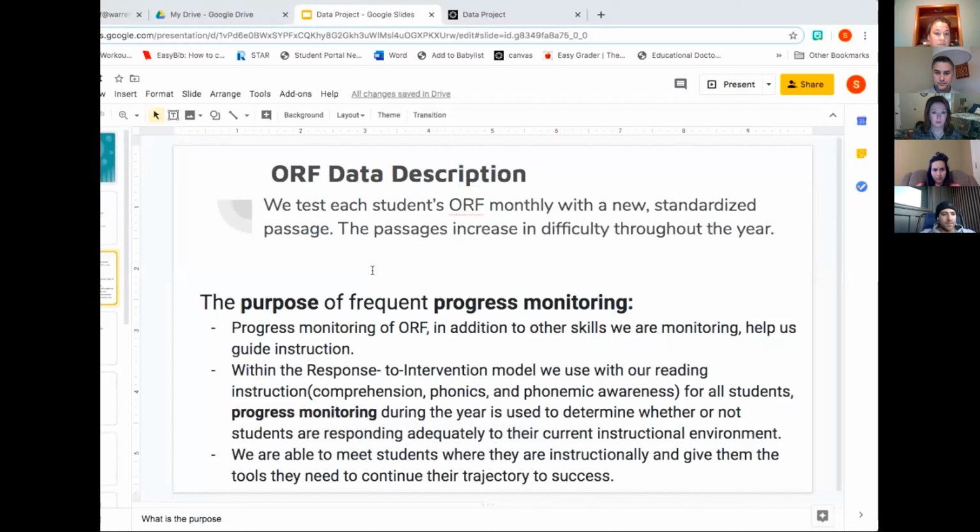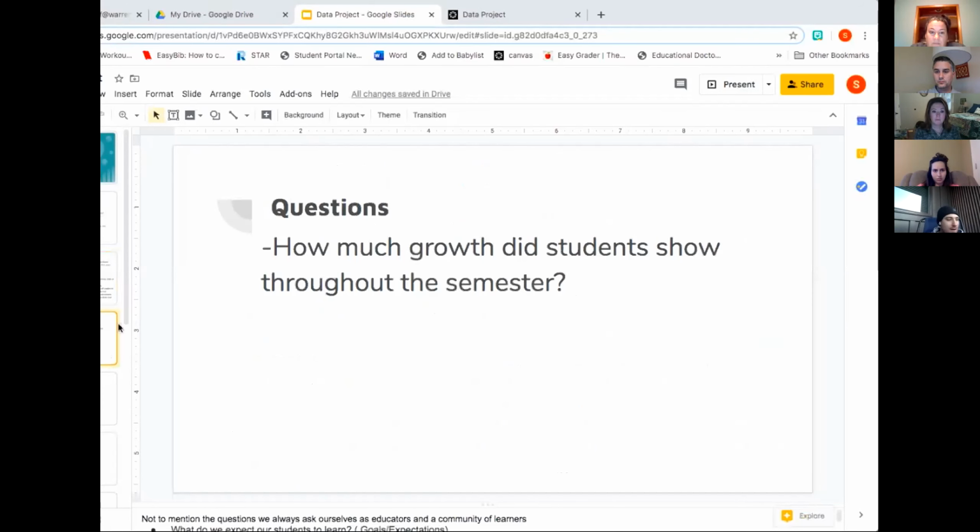With our RTI, or response to intervention model that we're using, we're not just working on oral reading fluency. Again, it's comprehension, it's phonics, it's phonemic awareness for all students, even the ones on 504s and IEPs. We're touching every one of these students unless they are MAP A. So during this school year, we want to create the best instructional environment to help students become more successful and give them the instruction they need. So how much growth did students show throughout the semester? That's my question that I want to find out.